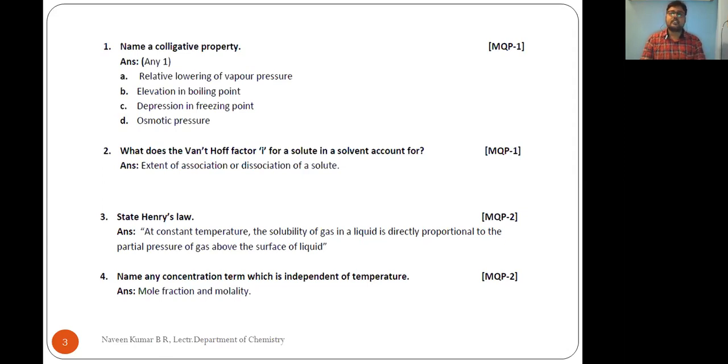So those concentration terms which are independent of temperature are mass percentage, mole fraction, and molality. If it is dependent on temperature, you can think of a simple one, that is molarity, and how it varies: it varies inversely. Molarity varies inversely with temperature. So you can think of both once the concept is clear.